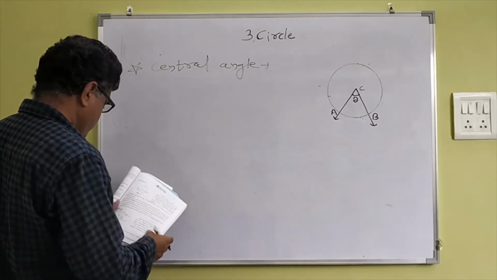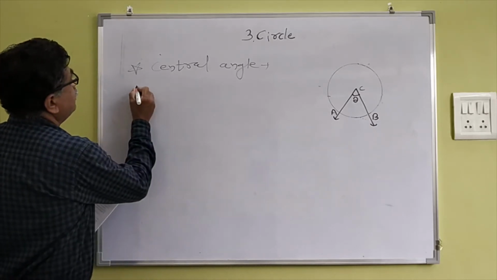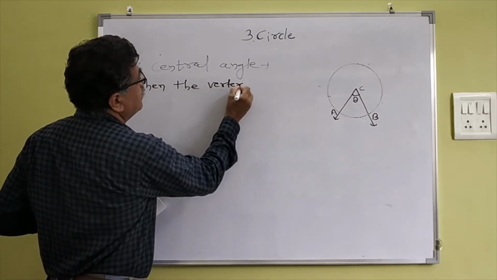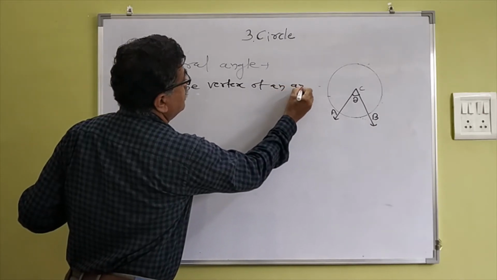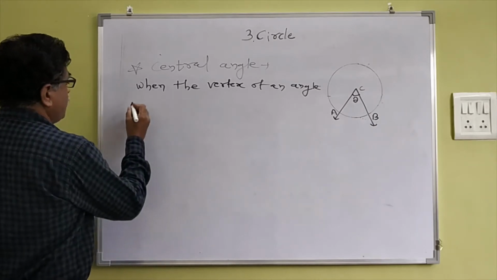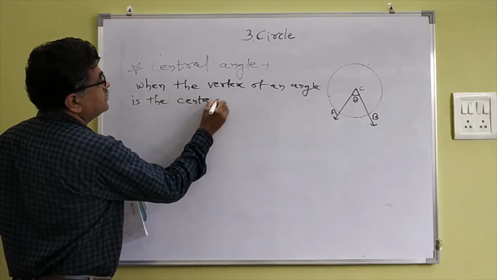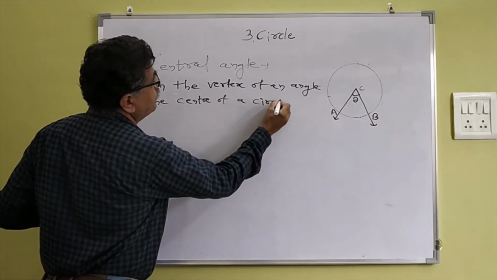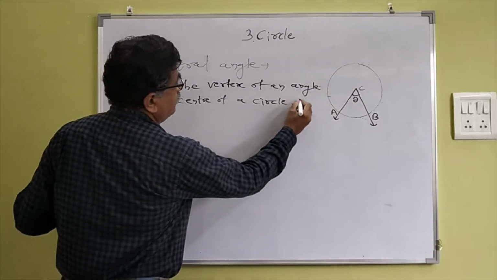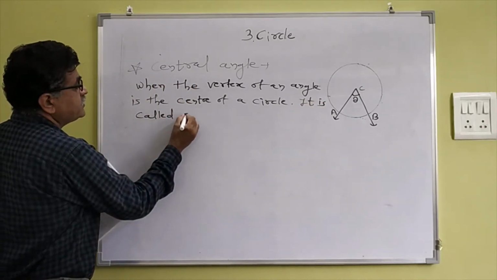Now here, write down. When the vertex of an angle is the center of a circle, it is called a central angle.